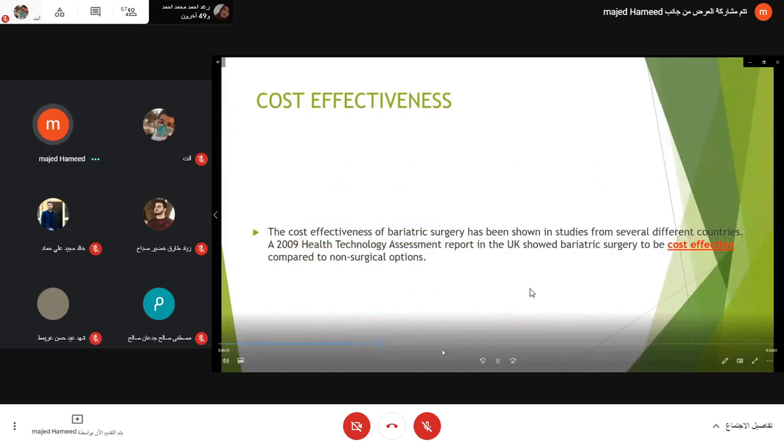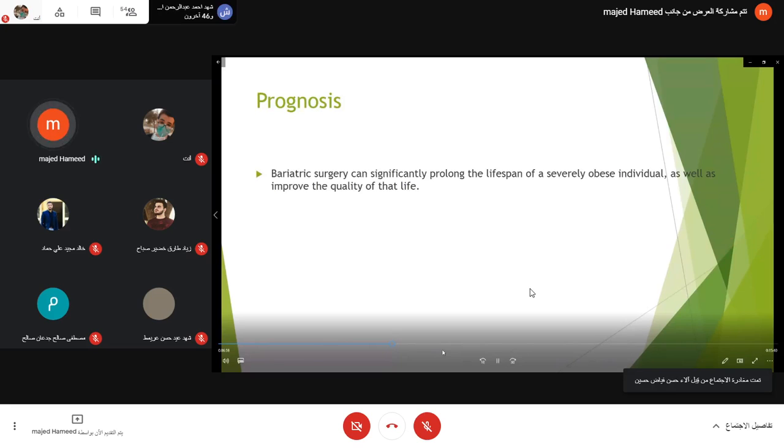Cost effectiveness. The cost effectiveness of bariatric surgery has been shown in studies from several different countries. A 2009 health technology assessment report in the United Kingdom showed bariatric surgery to be cost effective compared to non-surgical options. Prognosis. Bariatric surgery can significantly prolong the lifespan of severely obese individuals, as well as improve the quality of that life.